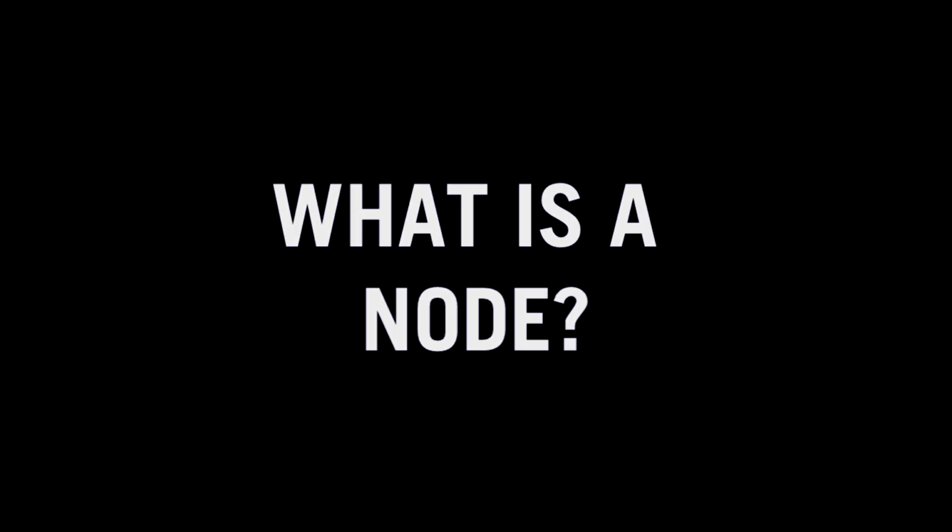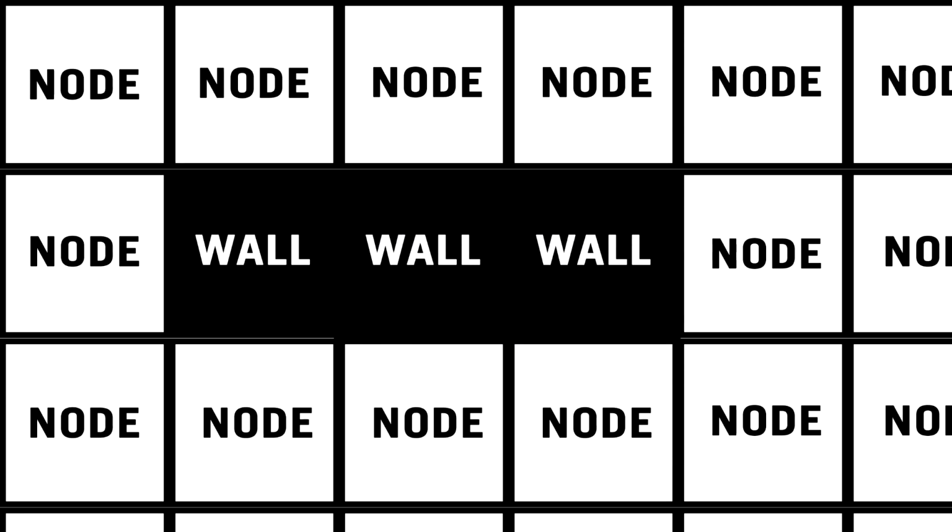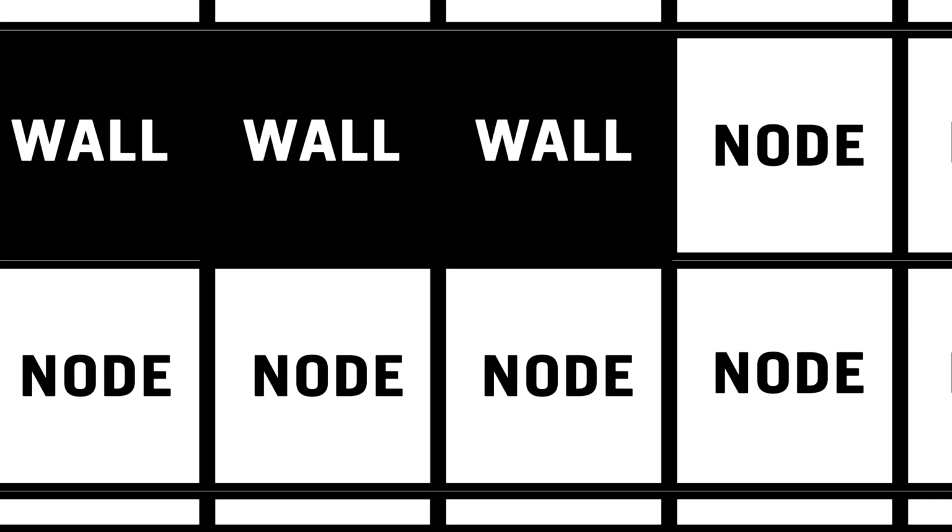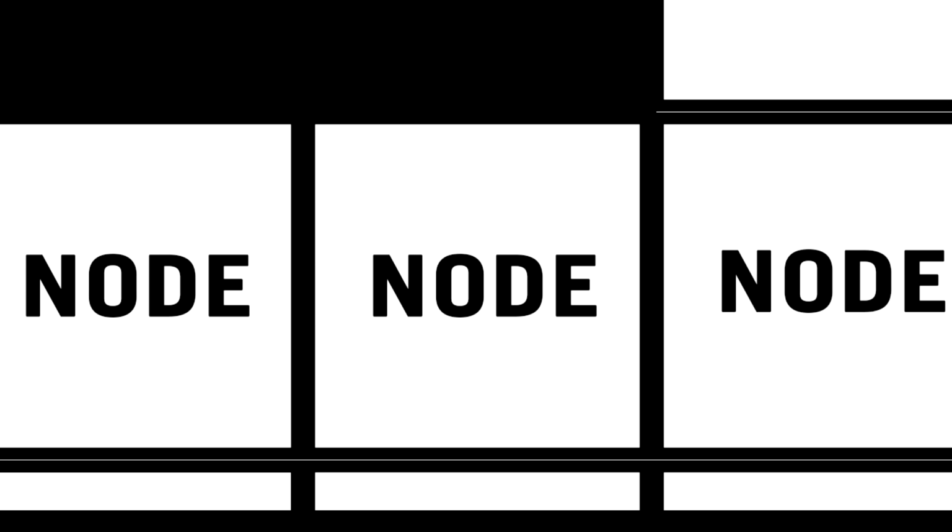So what is a node? Each traversable point on the graph is called a node. In A-star, a node will hold three main values: the g-cost, the h-cost, and the f-cost.